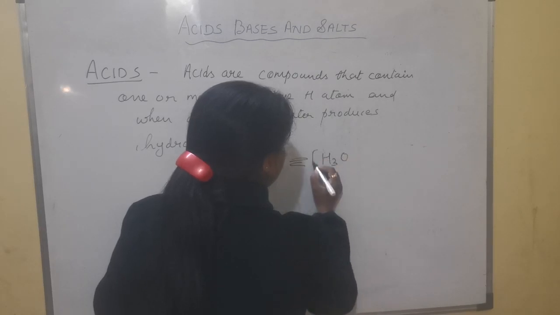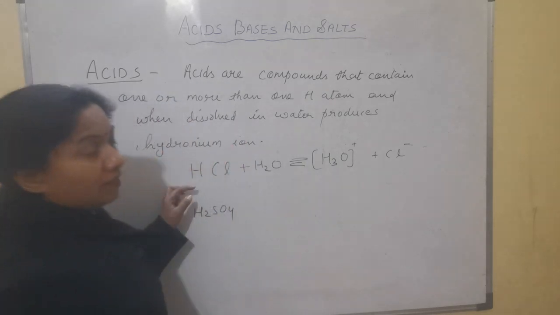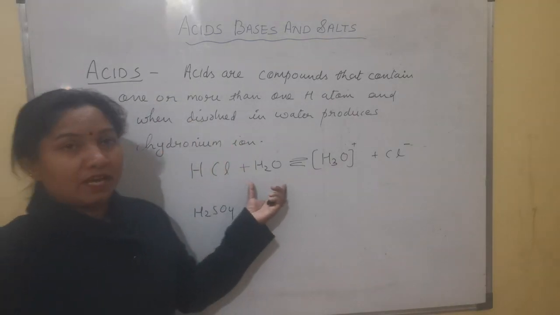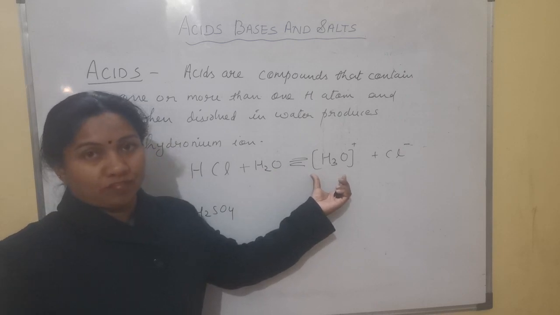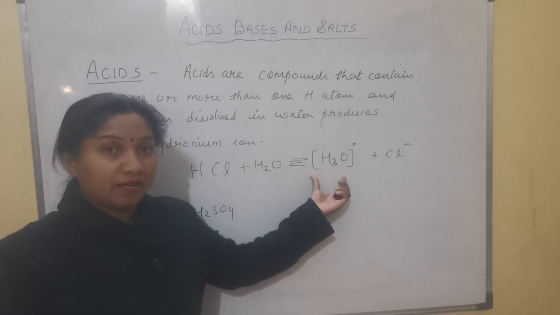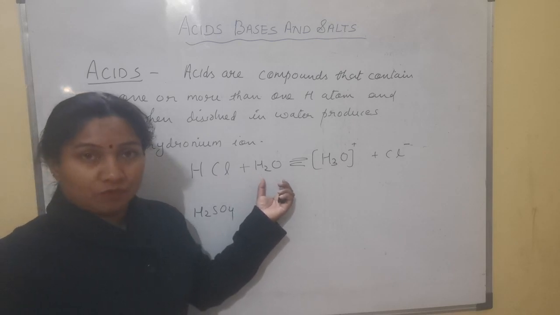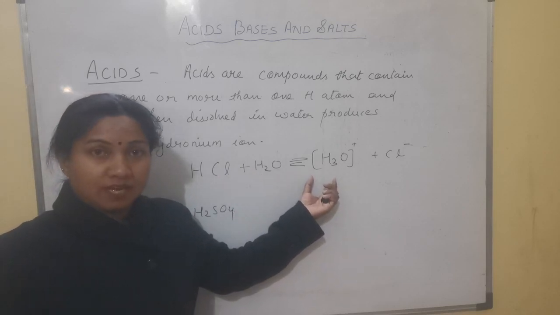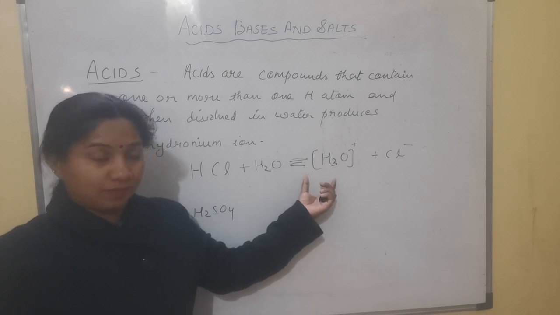Hydronium ion is H3O plus, and the other product is the chloride ion. Whatever the acidic property of acids is, it is due to the formation of this hydronium ion in its aqueous solution. Aqueous solution means when it is dissolved in water, it produces this ion. This is a positively charged ion, that is called hydronium ion.